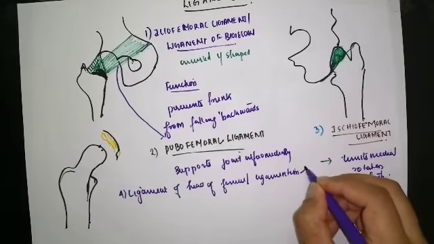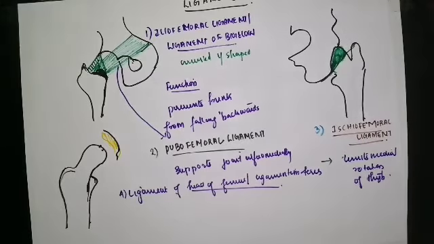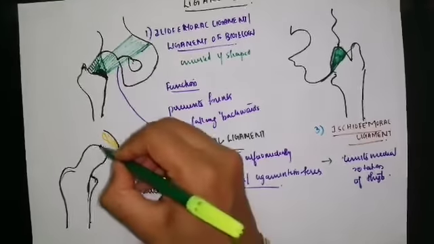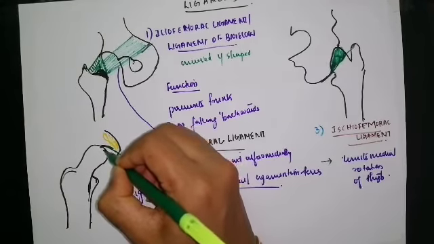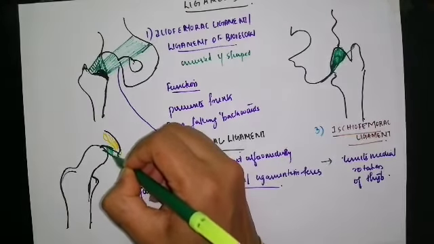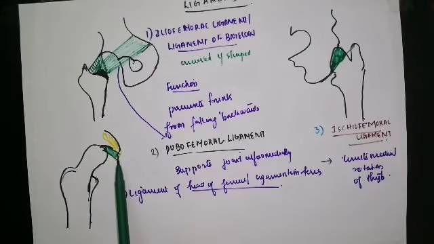It is a flat triangular ligament. So the apex of this ligament is attached to the fovea capitis and the base is attached to the margins of the acetabular notch. The apex is attached to the fovea capitis and the base is attached to the margins of the acetabular notch and to the base of the transverse ligament.